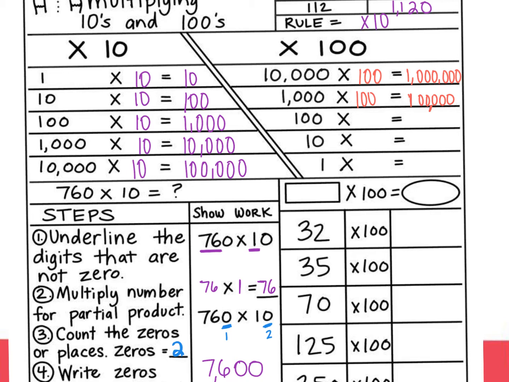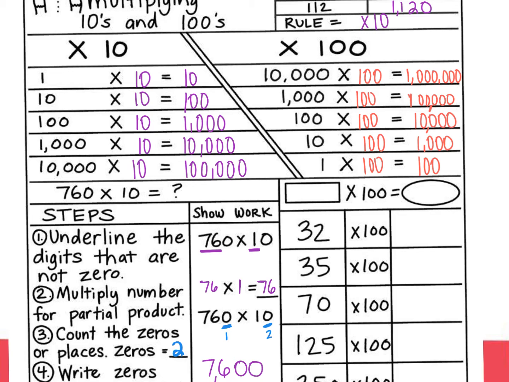Now I have 100 times 100. How many zeros do you see? 4. So 1, 2, 3, 4 makes 10,000. 10 times 100, so 1, 2, 3. And then 1 times 100 is 100. So if I have any number times 100, I'm basically going to have to add 2 zeros to the end of it.